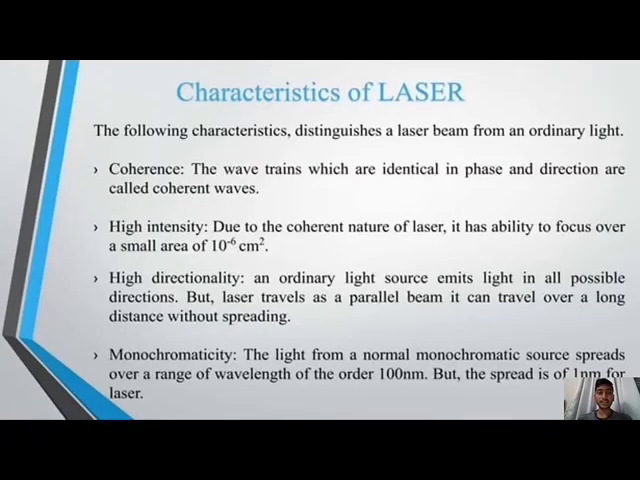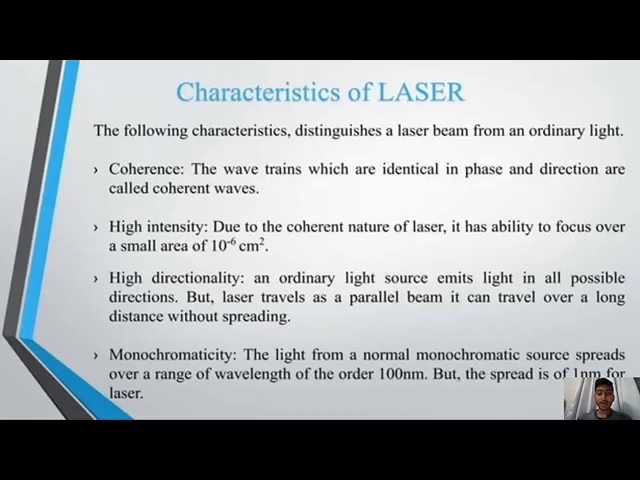Characteristics of laser light. The following characteristics distinguish a laser beam from ordinary light. Coherence. The wave trains which are identical in phase and direction are called coherent waves. Higher intensity. Due to the coherent nature of the laser, it has the ability to focus over a small area of 10 raised to minus 16 centimeter square.